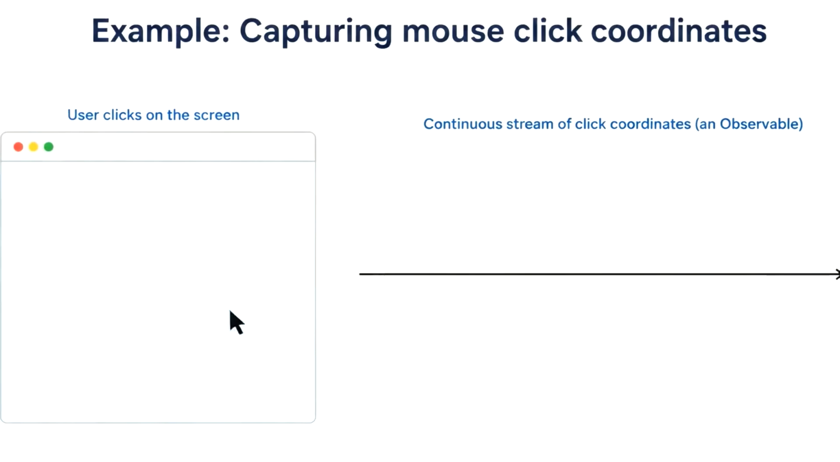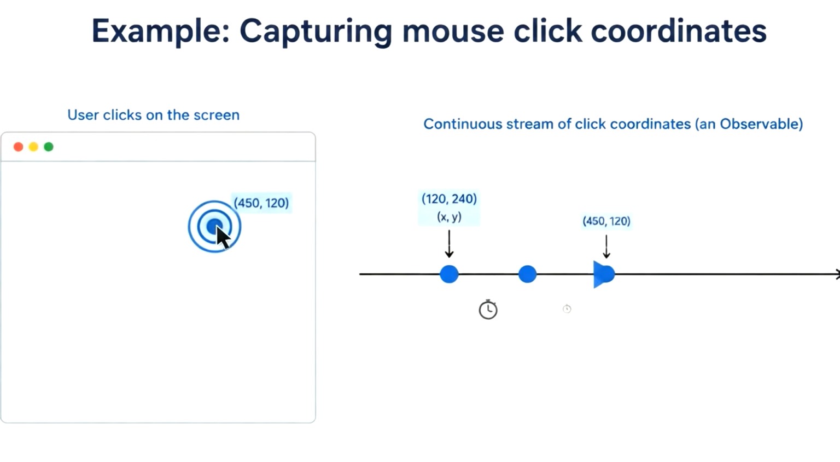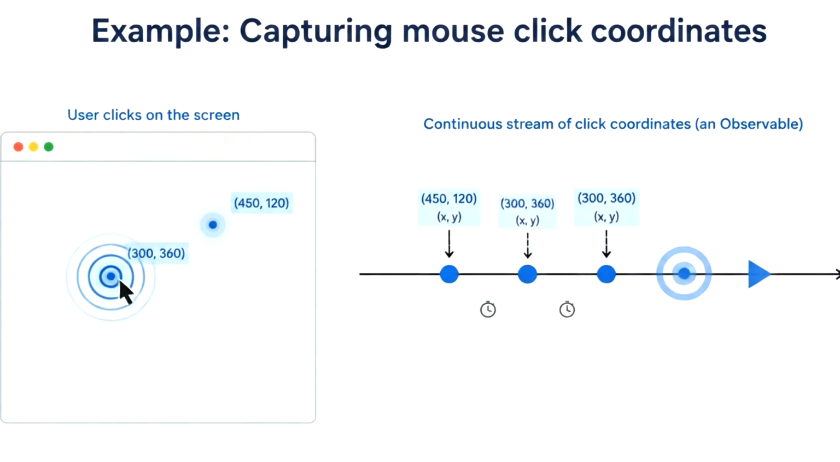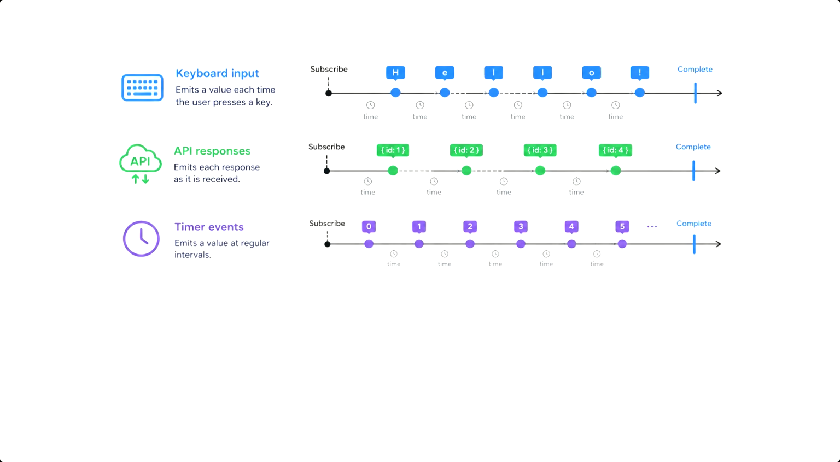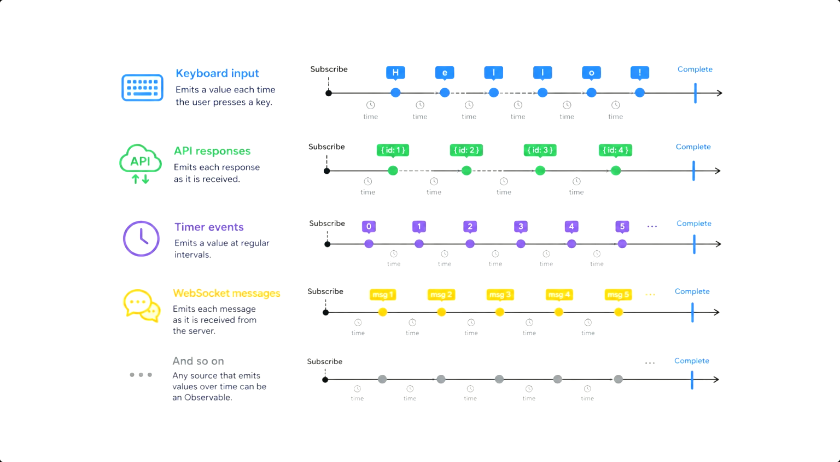A great example is mouse clicks. Imagine we are building an application that needs to capture the coordinates where a user clicks on the screen. Mouse clicks happen continuously over time. Each click produces new data. This continuous flow of data is an example of an observable. Other common examples include keyboard input, API responses, timer events, WebSocket messages, and so on. These events do not occur all at once. They happen over a period of time. RxJS represents such data streams using observables.